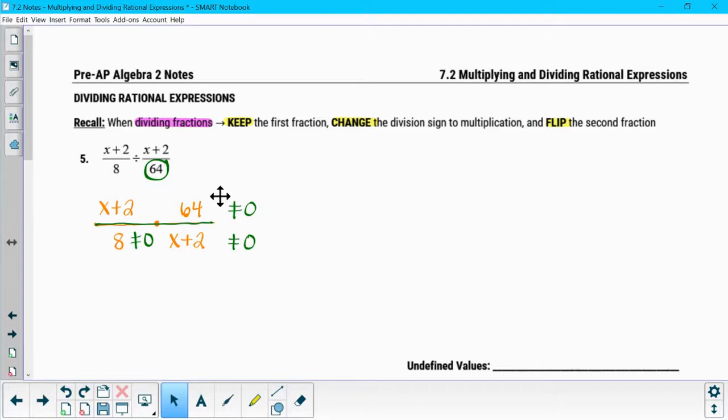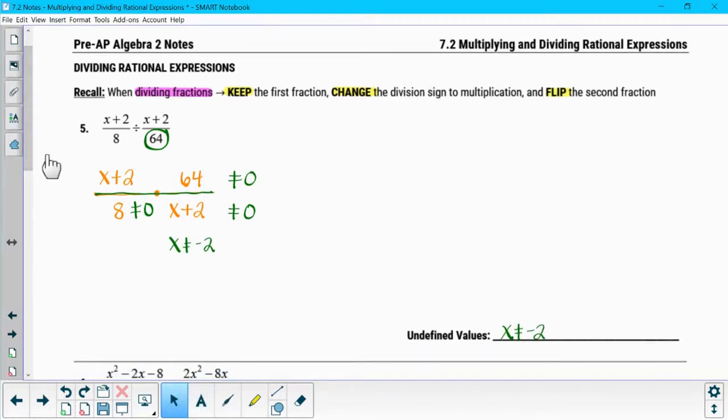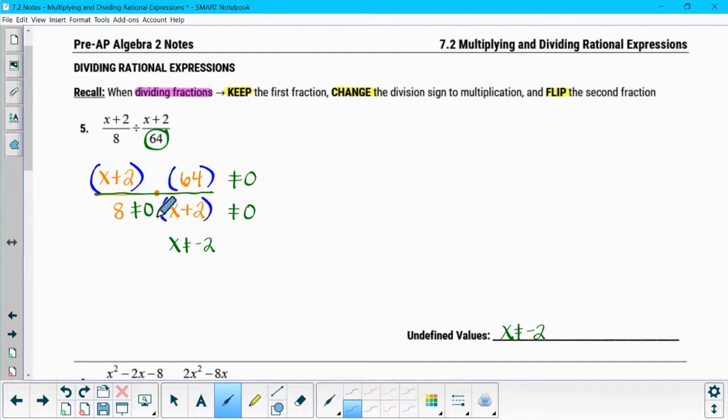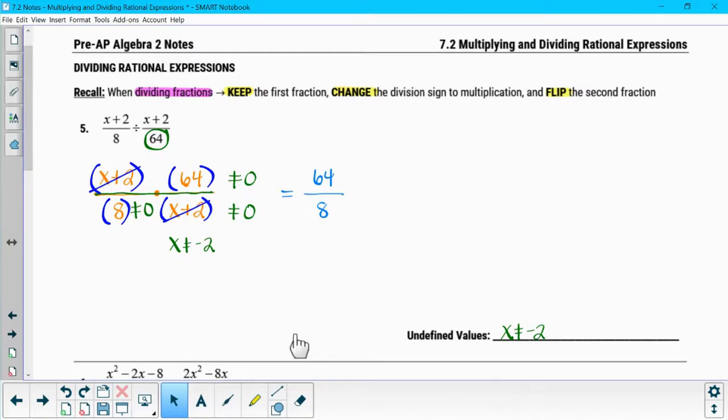Now, with this problem, we do have some just constant values. 64 not equal to 0 isn't going to do anything. 8 not equal to 0 isn't going to do anything. However, from x plus 2 not equal to 0, I'm going to get x cannot equal -2. And now I can go on and start canceling things. So remember, most of these things we consider to be in parentheses because they are being multiplied. So I can cancel out my x plus 2's. That leaves me with 64 over 8, which simplifies to be just 8.